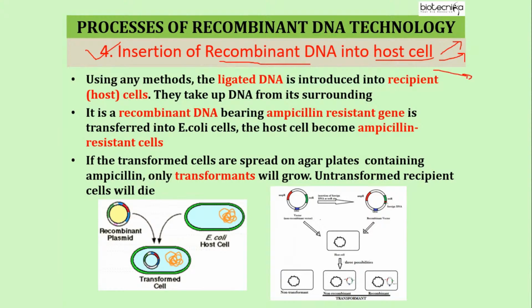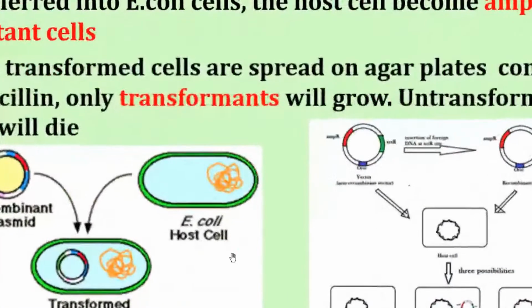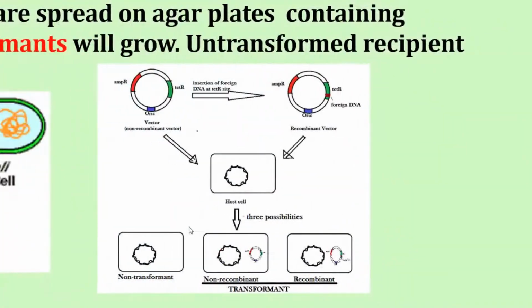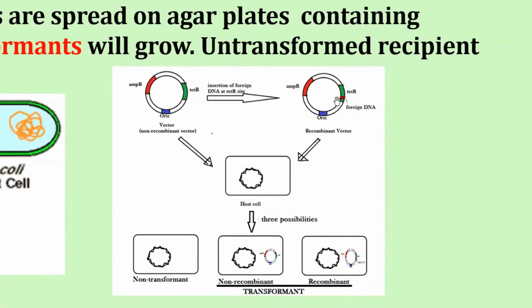So how will we do this process? Suppose I zoom in on this process. I hope you can see this. Suppose I am transforming this gene of interest: this is a vector and the red part is the gene. This is what is called a recombinant vector. We have inserted the red part into the green part, and that is the gene.